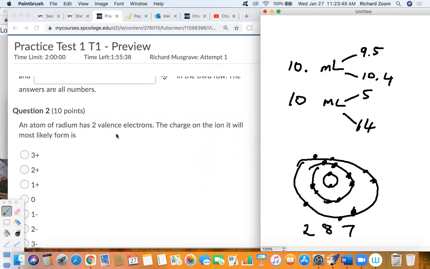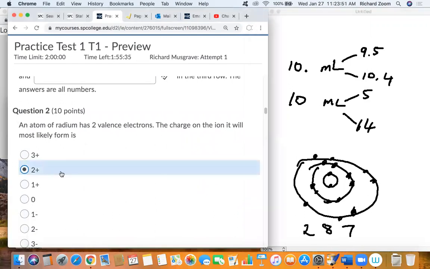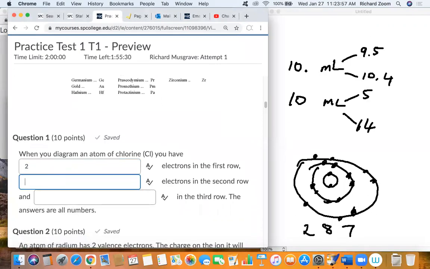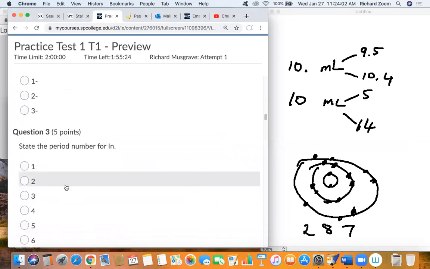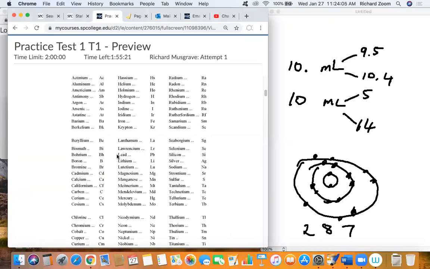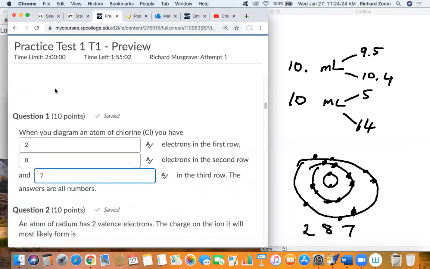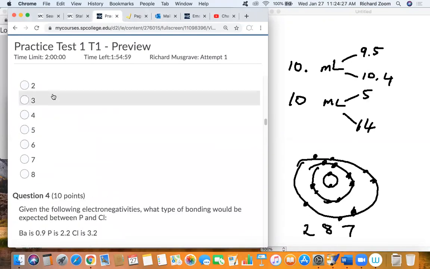Radium has 2 valence electrons. 2 valence electrons means it's going to be a 2+ charge. Any questions about that one? Okay. Period number for In. So you go back up, find out where In is. There it is. So it's in period, which is the row, 1, 2, 3, 4, 5 would be your answer there. Remember, that question could be anything in that list that's in the study guide, so just keep that in mind.